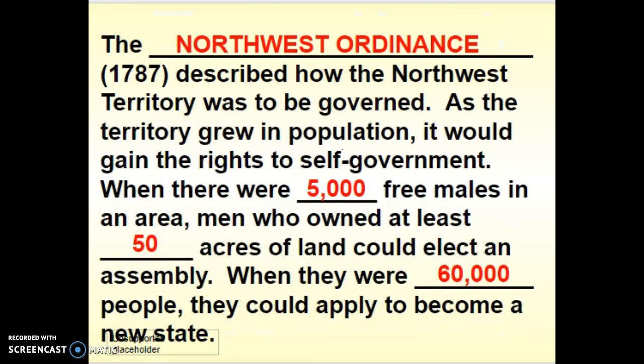Now, since we got all that new land, that new territory, we decided we should probably divide it up in an orderly fashion, and that's called the Northwest Ordinance. And that says when we have so many people, which was 5,000 free males in an area, that each man who owned at least 50 acres of land, and when there's 60,000 people total, that area could apply to become a state. And we set up that pattern so that all of our states followed that same pattern basically until today. Although we don't have any new states and haven't for a while, since Hawaii and Alaska.